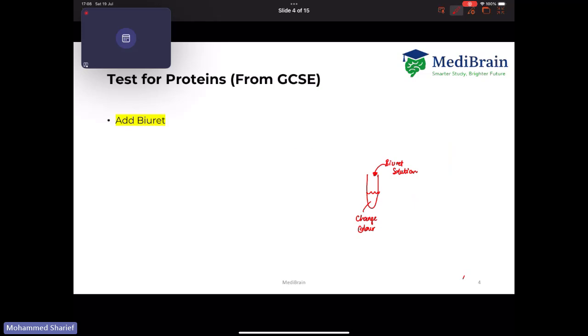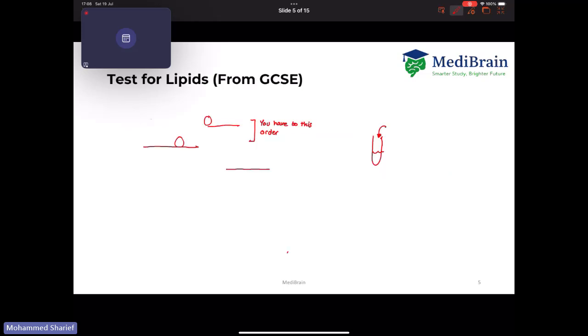Iodine, blue black, burette, purple. However, lipids, there's a process. Ethanol, water, white emulsion for a positive result. Just remember the process. You need to add in ethanol first, then you add in water, and for a positive result, you will get a white emulsion. Make a flashcard of this. This is a model exam answer.